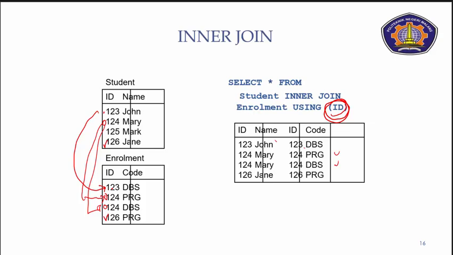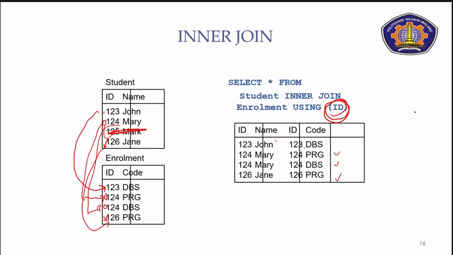And another one is 1, 2, 5. We don't have ID 1, 2, 5 in this, so we should skip this. We don't write it in the result. And another one is 1, 2, 6 James. So 1, 2, 6 is paired with this 1, 2, 6 PRG. Okay.